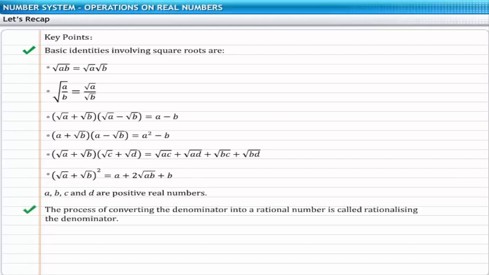The process of converting the denominator into a rational number is called rationalizing the denominator.